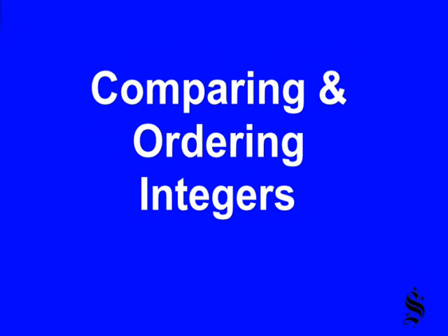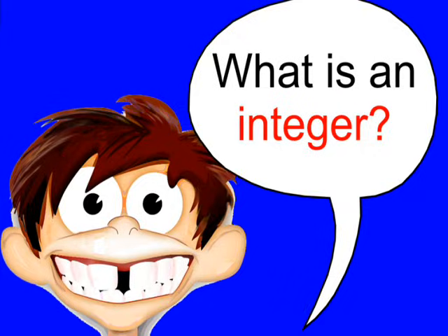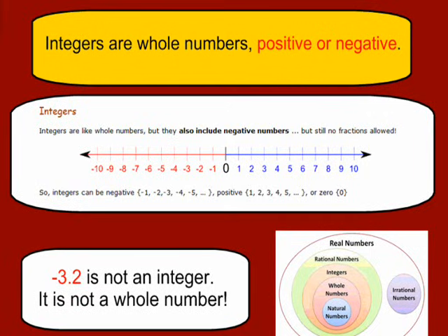Comparing and ordering integers. So what exactly is an integer? Integers are whole numbers and they can be positive or negative. Now remember, this would not be an integer. It's a decimal, and decimals are not integers. So integers are whole numbers and they can be positive or negative.